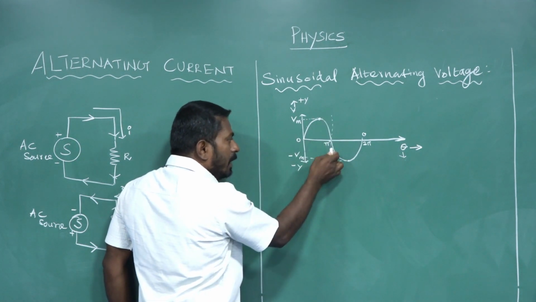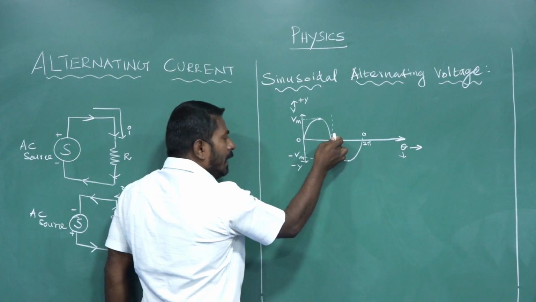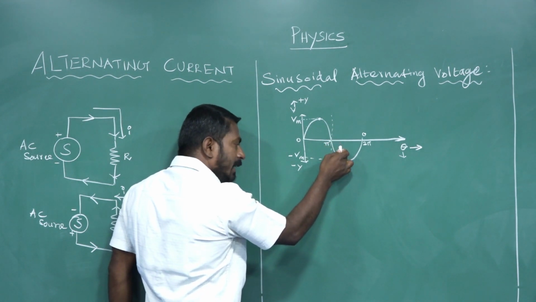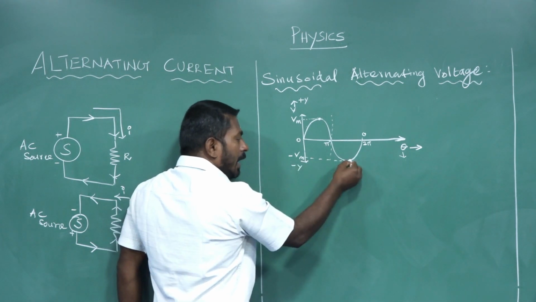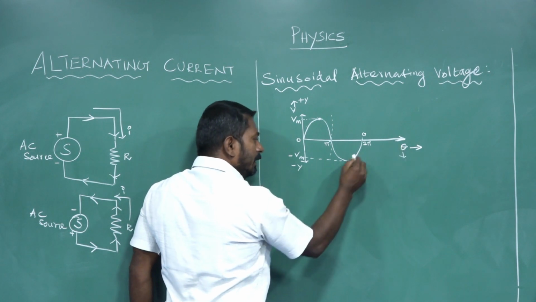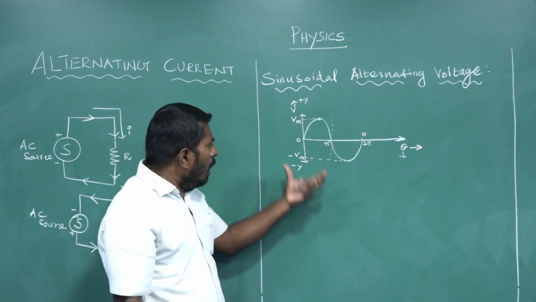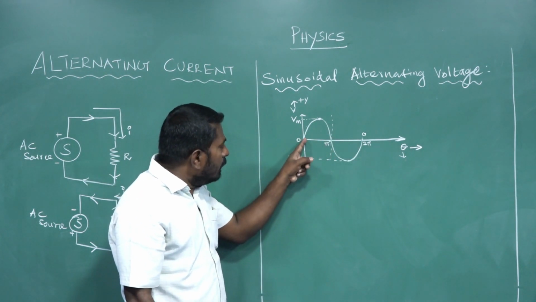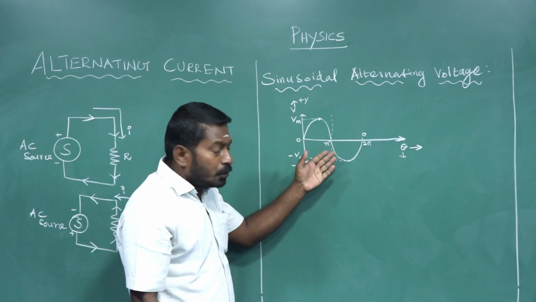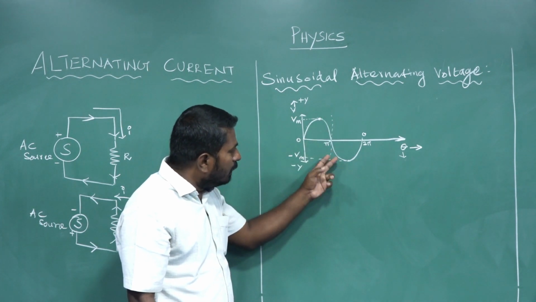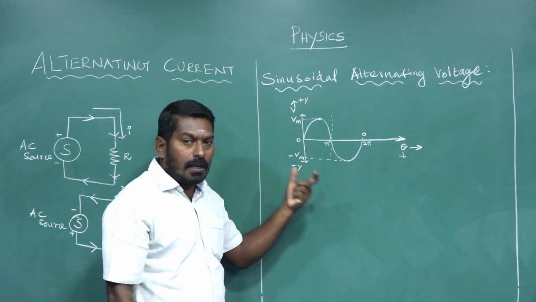Then at the end of the positive half cycle, the polarity changes and goes to the negative direction. In the negative direction, the voltage increases at every instant to reach the negative maximum. Again, as time and theta increase, the magnitude decreases to reach 0. So the alternating voltage changes not only its magnitude at every instant, but also its polarity at the end of each half cycle. That's why it is called alternating voltage or alternating EMF.